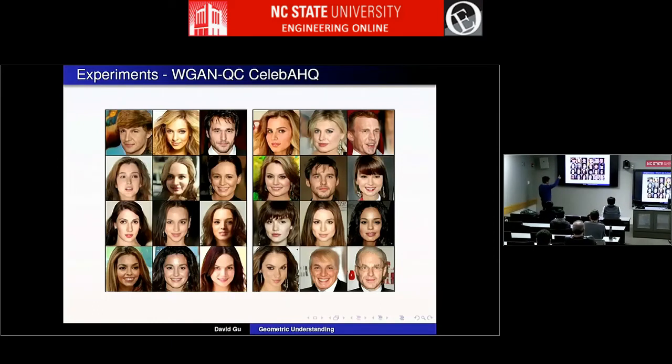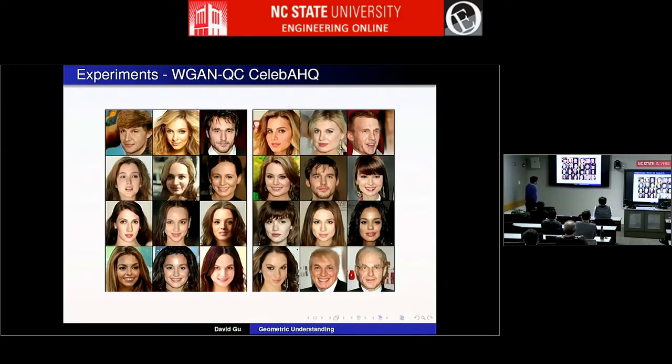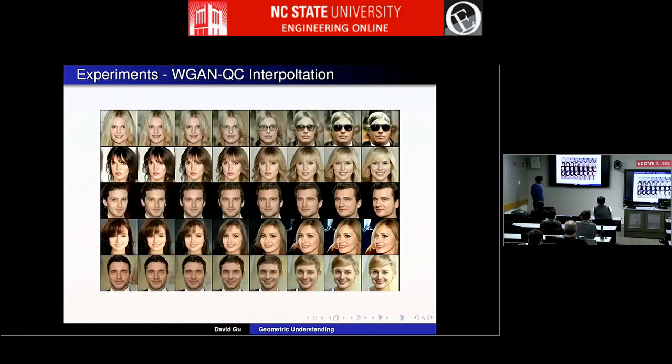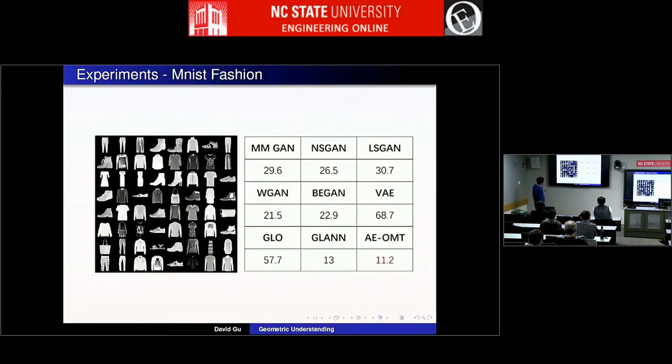So basically we change the cost function from L1 to the quadratic cost function, then use our framework to compute the second part. Then if we use AEOT on a smaller data set, we can see the interpolation. Then we also test on other data sets and compare using different criteria with the state of the art. Our result is better, and completely avoids the mode collapse.